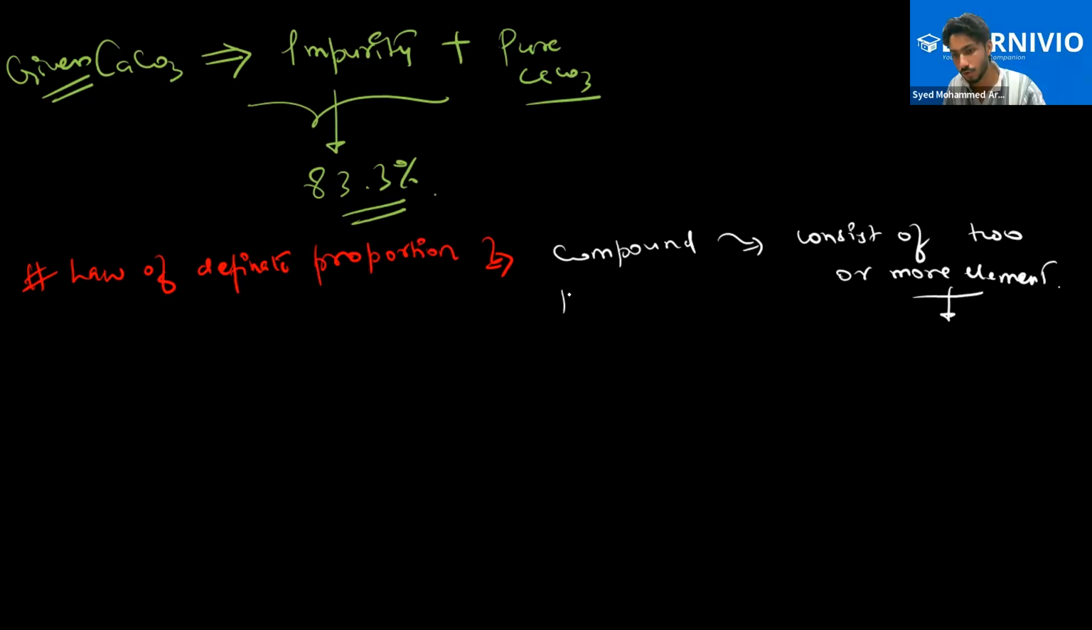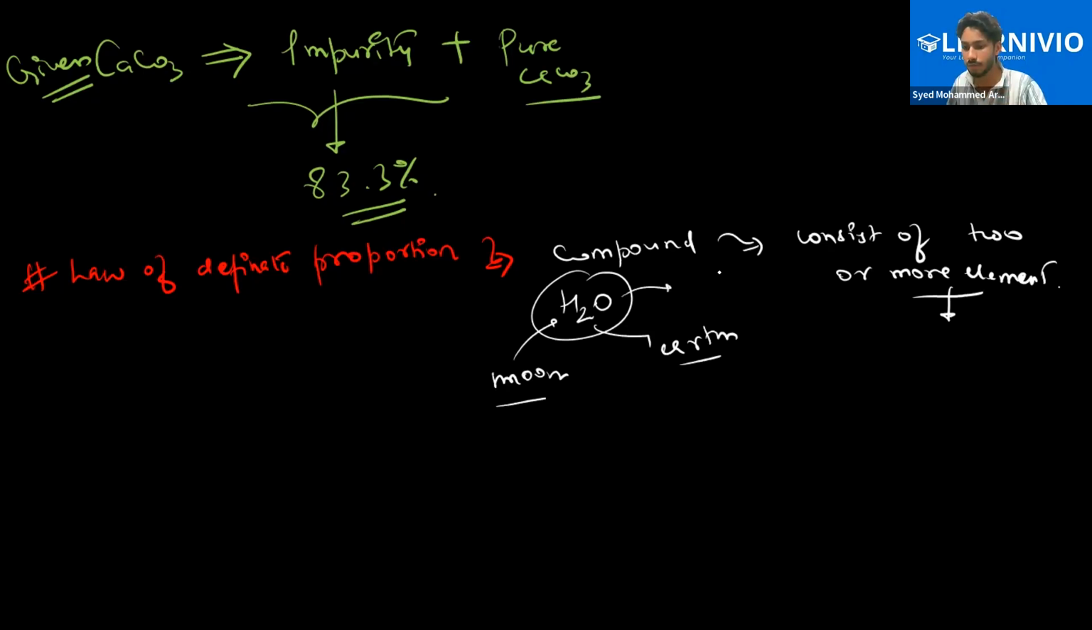for example, I'm having H2O. This is a compound. In that, I'm having two elements, hydrogen and oxygen. If I take this H2O from the moon, or from the earth, I'm taking a sample of water from the moon, from the earth, or from the north pole, the formula remains always the same.